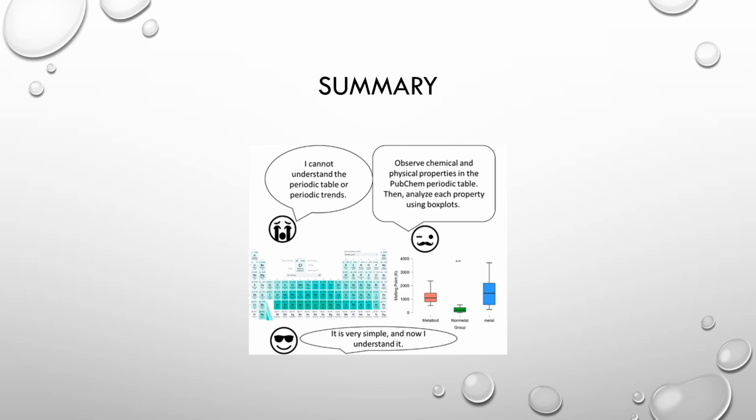So the picture that you're seeing here just says, "I can't understand the periodic table or its trends." So that's the issue they had, and they were trying to help students with this issue. They used a special periodic table of elements from PubChem and they color code and number code the elements on their table, which makes the properties easier to decipher.